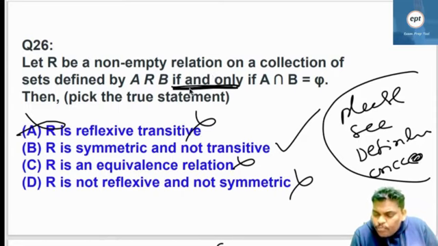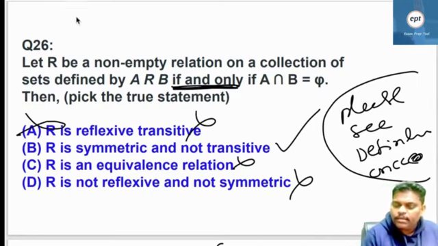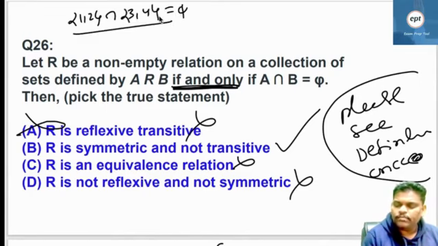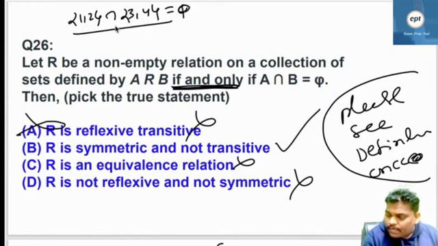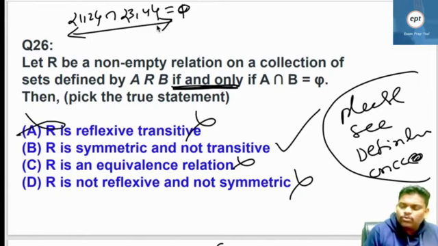What is the meaning? If two people are related, they should be there in the relation. Between two people, if the intersection is phi, they should be there in the relation. {1,2} and {3,4}, the intersection is phi, so they are related. You take any pair, {1,2} and {3,4}, it is phi. Related means the reverse is also possible. If you take {3,4} and {1,2}, it is possible.